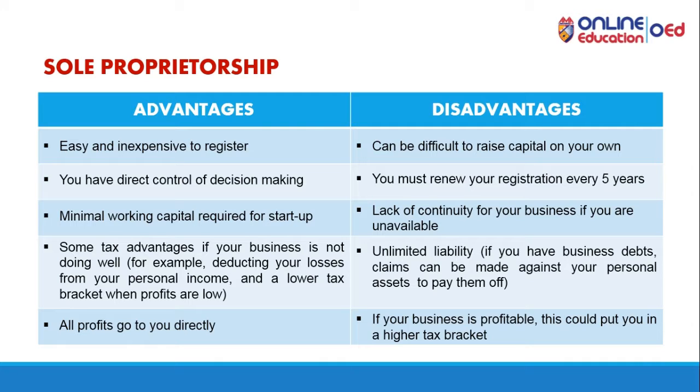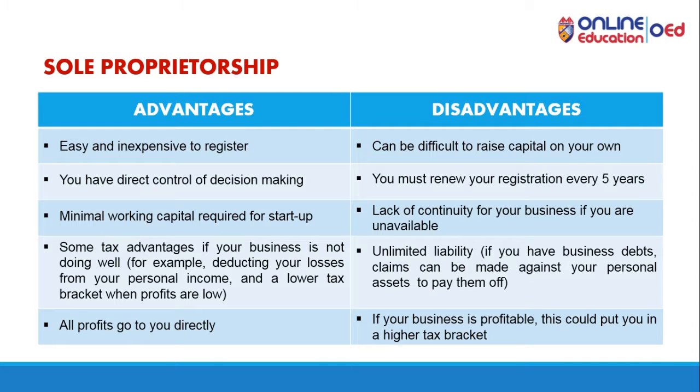All right. Lack of continuity for your business if you are unavailable. So if ever that you are relocating to other parts of the country or you plan to go outside of the country or you're busy, then it's really difficult to operate your business. And then unlimited liability. If you have business debts, claims can be made against your personal assets to pay them off. So if ever that you owe someone, then it comes from you directly.